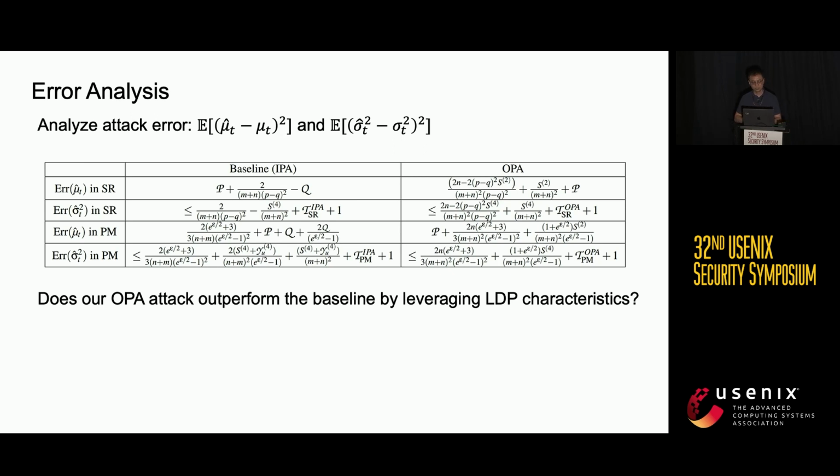So another question is, does our OPA attack outperform the baseline? Baseline is the direct control of the input. So which one actually is more effective? The answer is that the OPA is more effective than IPA. It enables the attacker to set the result closer to the targeted values under the same LDP setting.